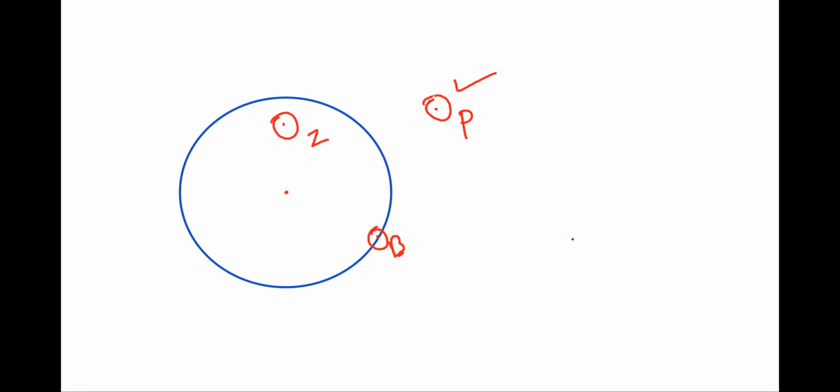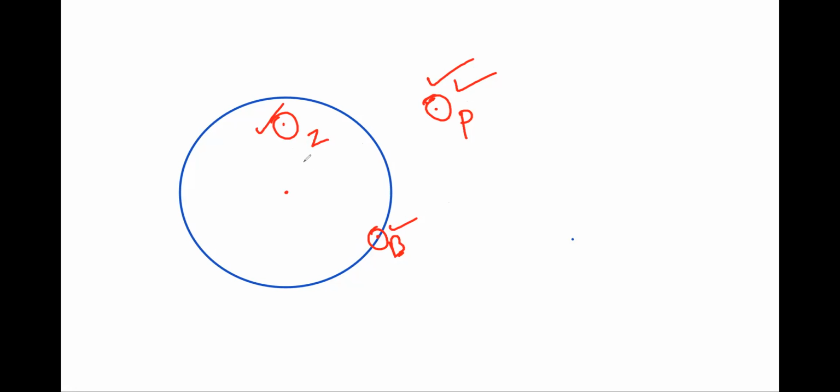Where is P? Don't ask, just tell. P is in the exterior of the circle. Z is inside. Look, in means inside. P is at the exterior. Z is in the interior, and B is on the circle, on the circumference. If it is inside, say in the region of the circle, interior.